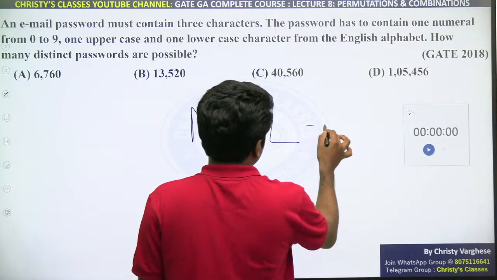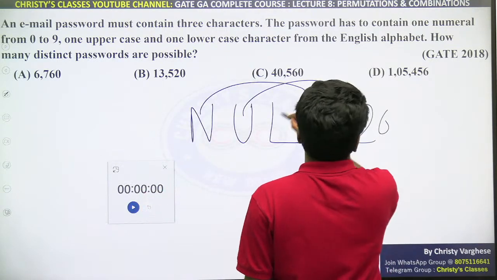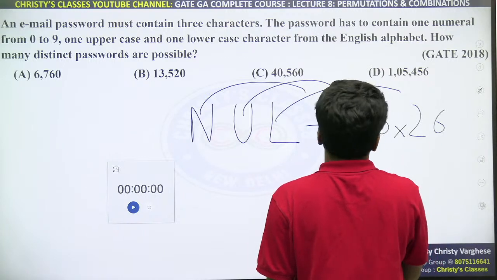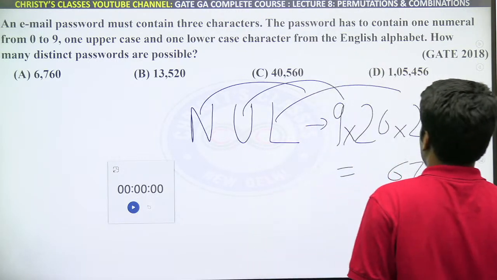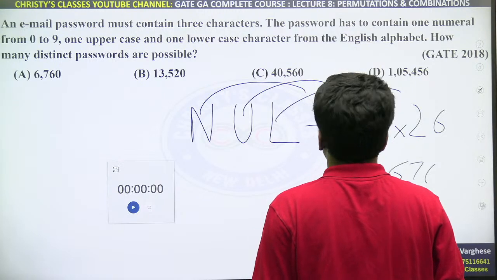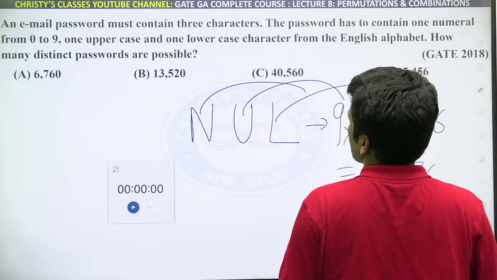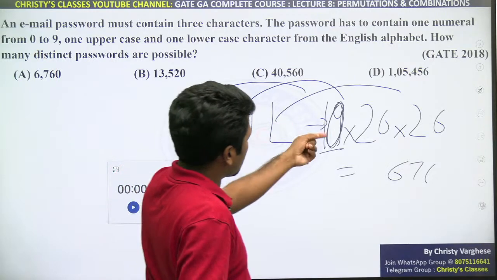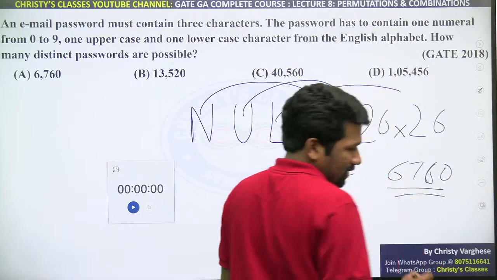Now some of you may be thinking the answer should be: number can be filled in 9 ways, uppercase letter in 26 ways, and lowercase letter in 26 ways. The question didn't say that you cannot use repetition of letters. Sorry, it is 0 to 9, so 10 possibilities for the numeral, not 1 to 9. So 26 into 26, 676, and into 10, so 6760 you got. Is it the correct answer?